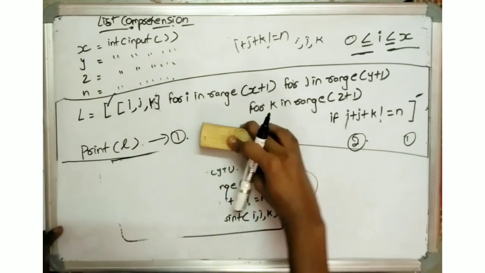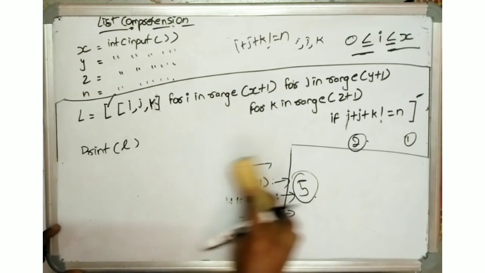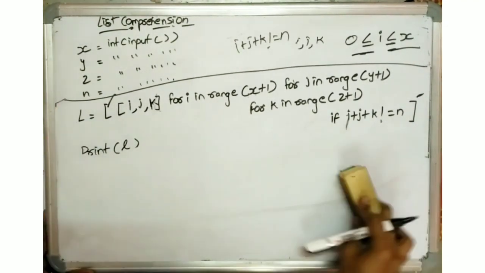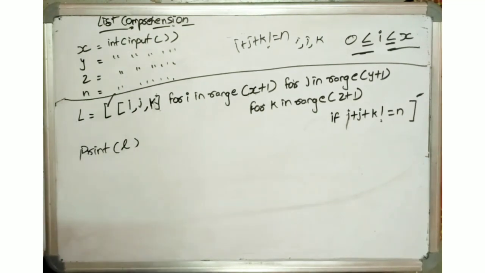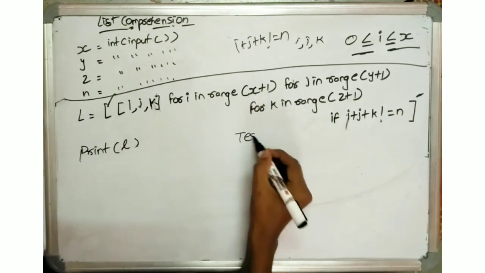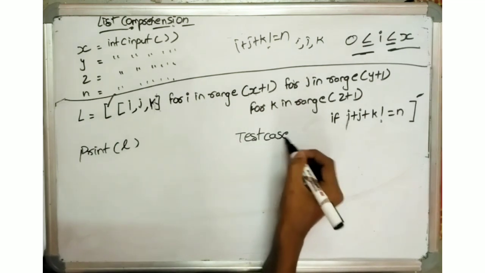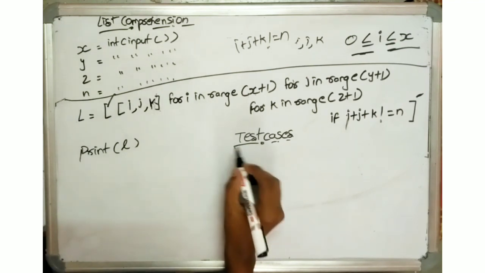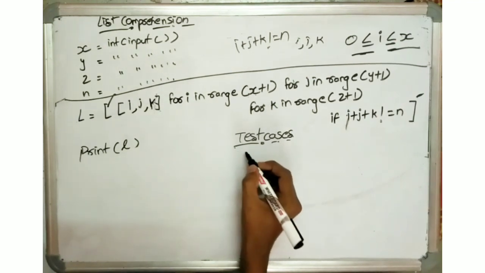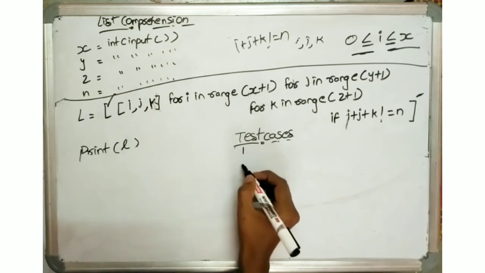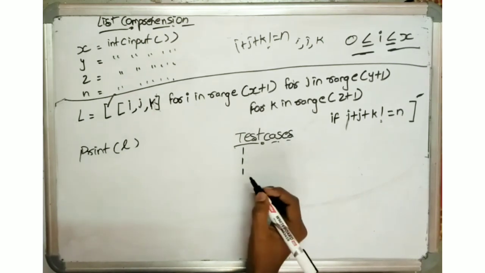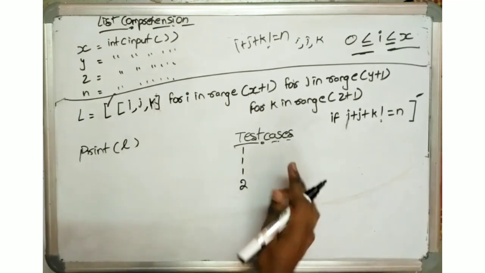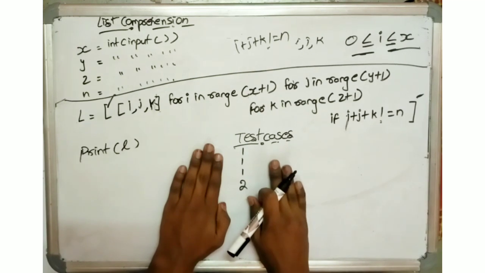Okay, we implemented the code. Let me take the code which is written in list comprehension. Print it here. Check with the test cases. We need to test with the test cases. Let me take the first value of x as 1, for simply understanding, y value as 1, z value as 1. I take n value as 2. Let us assume these are the inputs given.